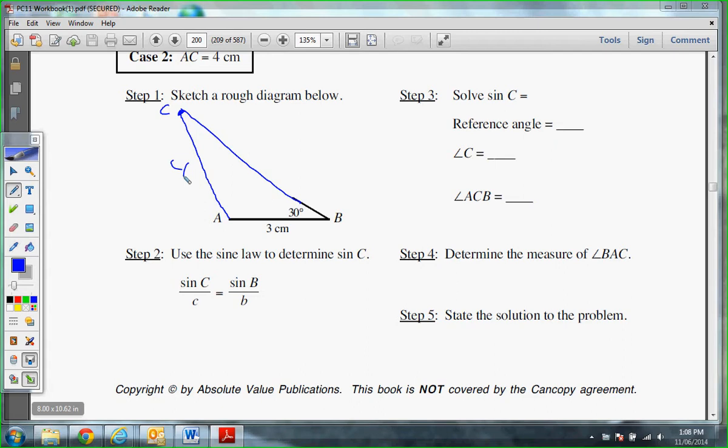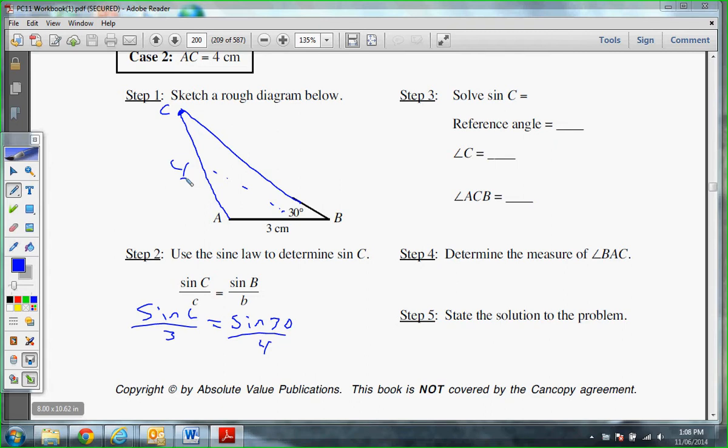Same setup. Sine C over 3 equals sine 30 over 4. And this right here is proving our answer. I know you're probably just writing what I'm writing, but try to pay attention to the last one and this one's the difference between them. The difference is that this 30 makes a bigger side this time. Last time it made 2.5, so it was smaller than the 3.